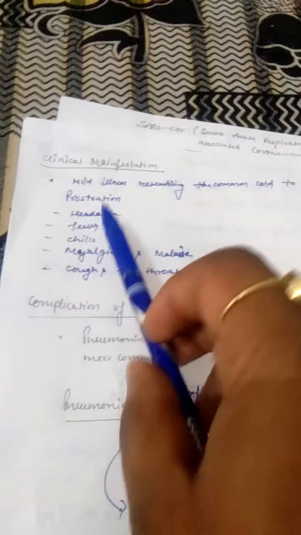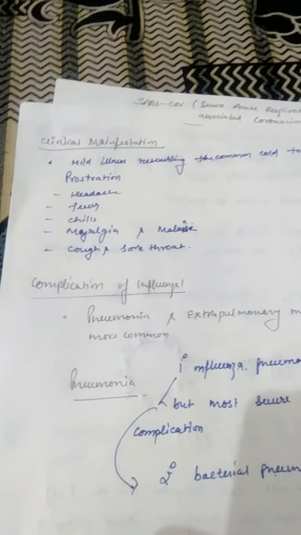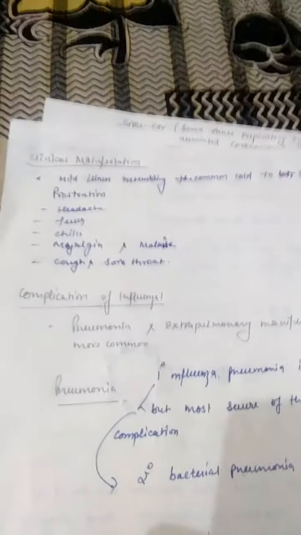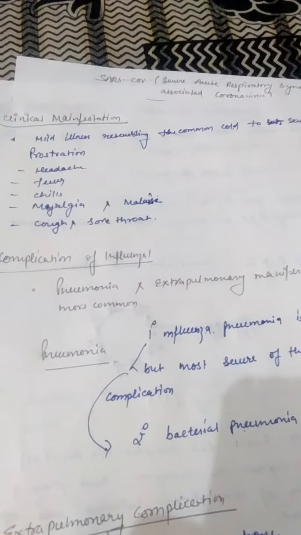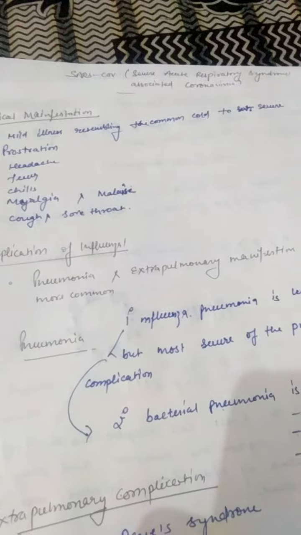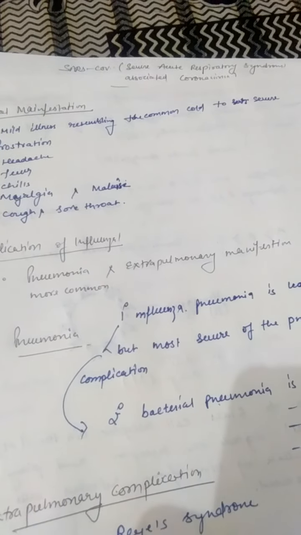Now the second thing, what is the clinical manifestation? It's what are the symptoms? Mainly a mild illness resembling the common cold. Suppose the person has the common cold, these are the common symptoms, up to severe prostration. And these are headache, fever, chill, myalgia, and malaise, cough, and sore throat. Malaise means muscle pain.